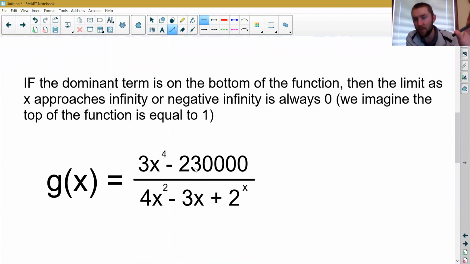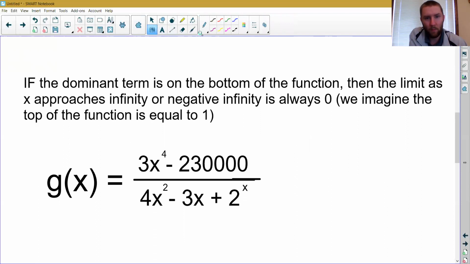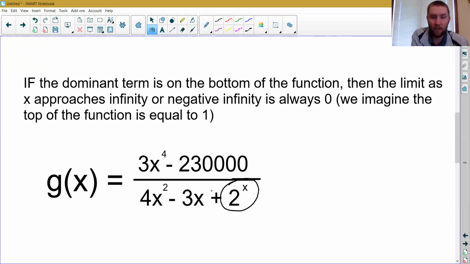Look at all the pieces, numerator and denominator, and find the one that wins the race to infinity. Well, this one, 3x to the fourth, looks like it's going to beat 4x squared, right? And it's going to beat out 3x. But look at what we have here at the end. This guy right here is the dominant term. 2 to the power of x, an exponential growth function, is going to win the race to infinity.